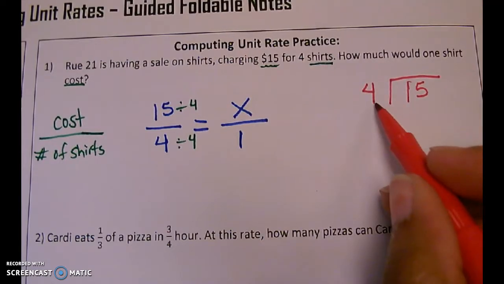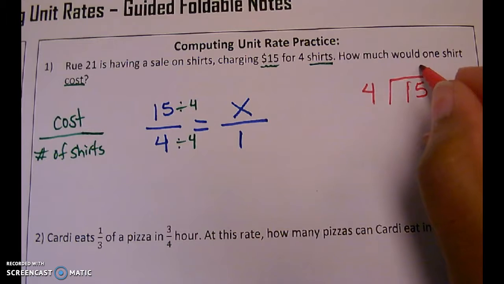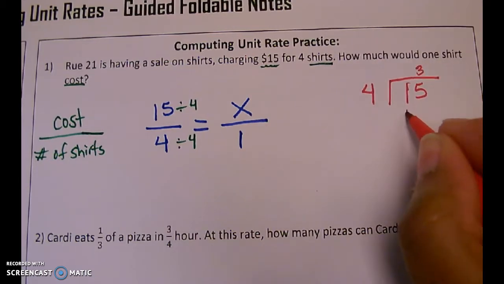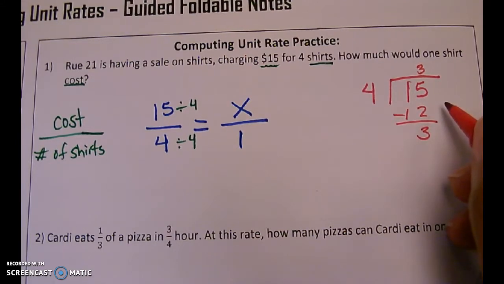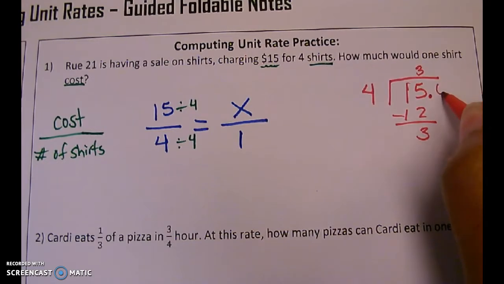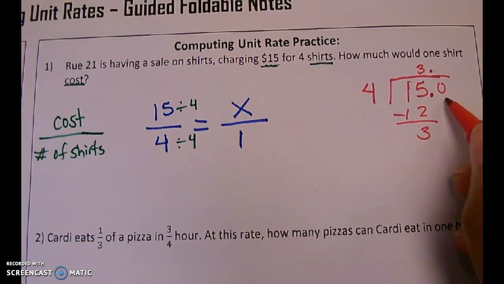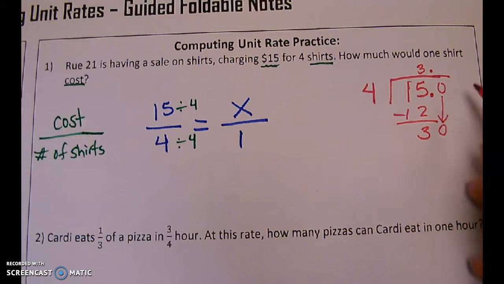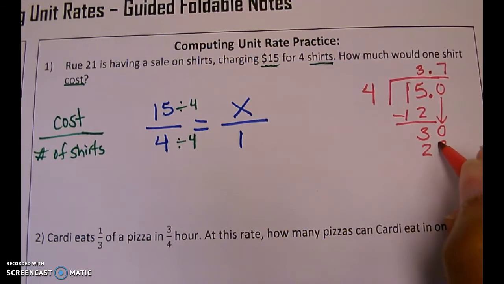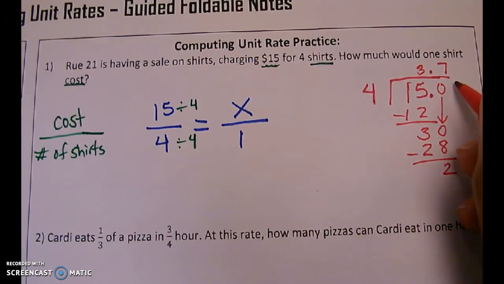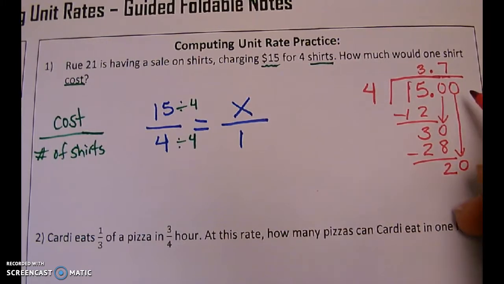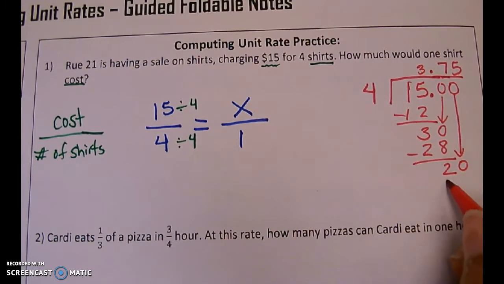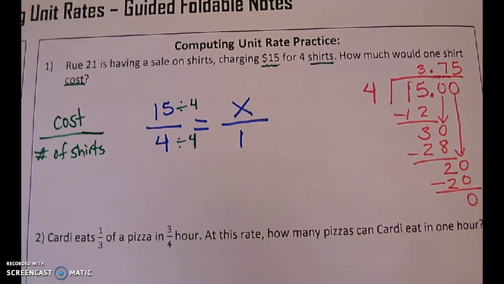Okay? I know that 4 can go into 15 3 times. 3 times 4 is going to give me 12, which is going to give me 3. That's not it. I need to keep going, so I need to add a decimal, a 0, and a decimal here. Okay? Bring that 0 down. 4 can go into 30 7 times because 7 times 4 is 28, which would give me a remainder of 2. I'm not finished yet, so I'm going to add a 0 and bring that 0 down. How many times can 4 go into 20? 5 times, because 5 times 4 is 20, which is going to zero me out. And now I'm done.